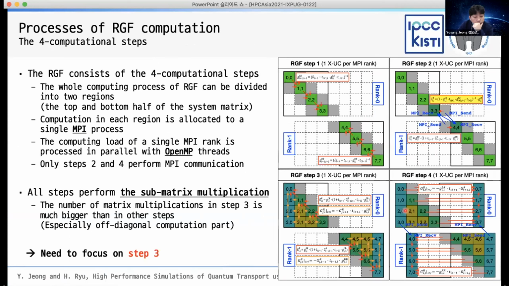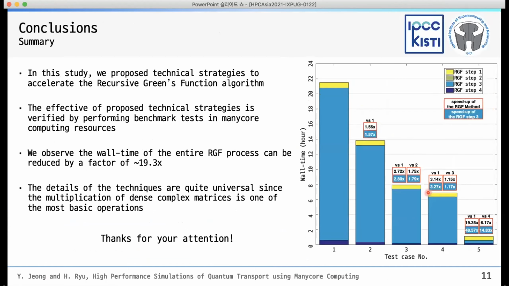Of the 4 steps, we just offloaded step 3. Steps 1, 2, and 4 are processed on KNL. Oh, I see. So the KNL Manycore is still contributing to the reduction of the computation time. Yes. Okay, thank you very much.